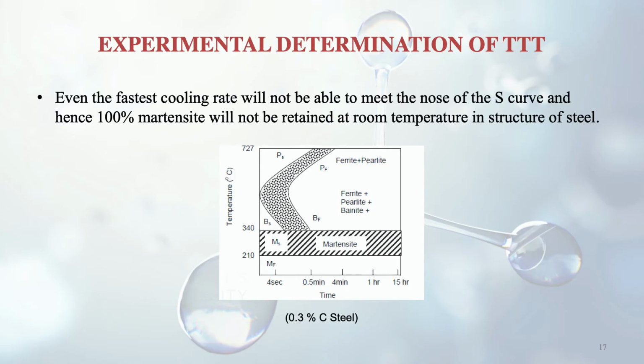So here you can see one more thing, that even if we give the fastest cooling rate, it will not be able to meet the nose of the S curve. The nose and this line representing fastest cooling, suppose that is a vertical line, it will just be tangent to the nose, it will not cut it anywhere. Hence 100% martensite will not be retained at room temperature in this structure of the steel.